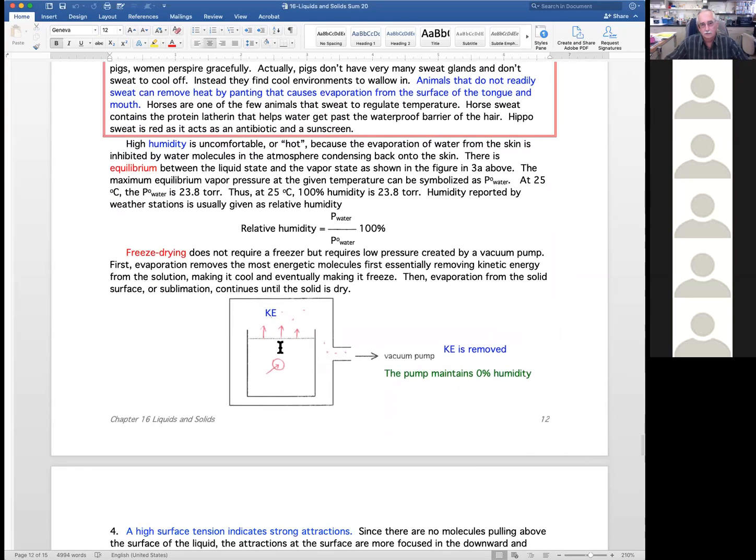So what is relative humidity? Well, it's simply uncomfortable, but it's not hot. Here's what relative humidity is. It's the actual partial pressure of water vapor that they measure, and they compare that to the maximum possible at those conditions. That's what that means.